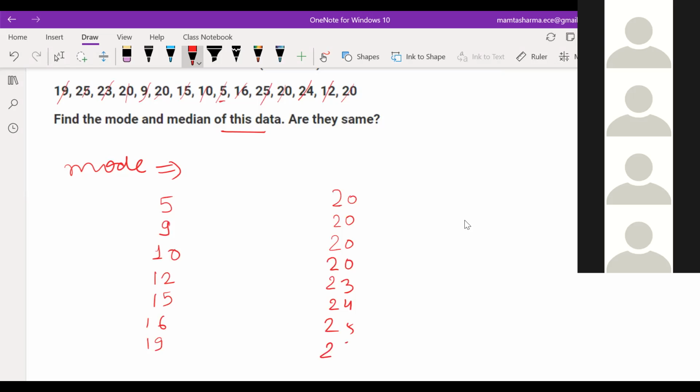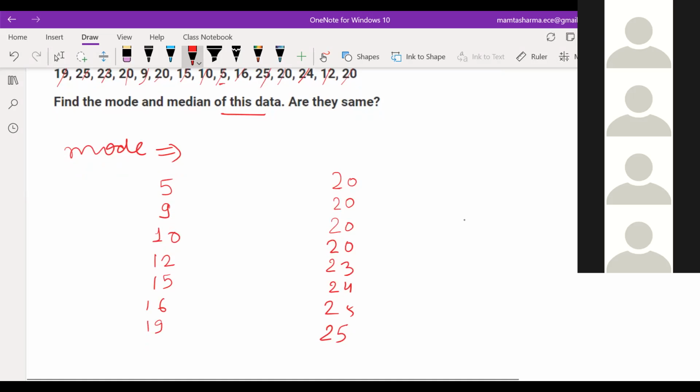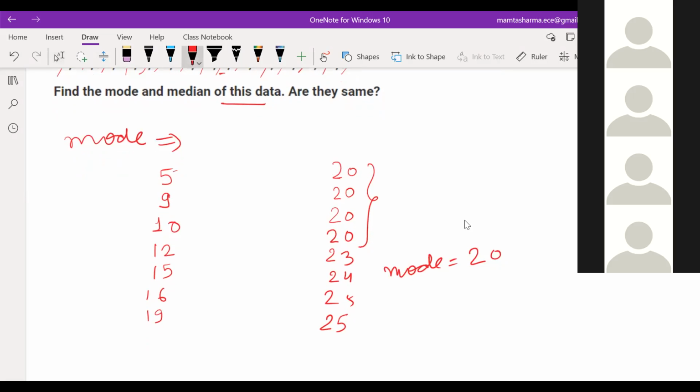So which number is occurring more frequently? 20 is occurring 4 times. So the mode will be 20. Now the median. Start to cut from both sides. This will be cut, this will be cut. Cut the third last, fourth last, fifth, sixth, seventh. You will be left with 20.